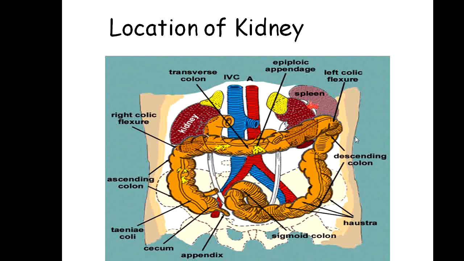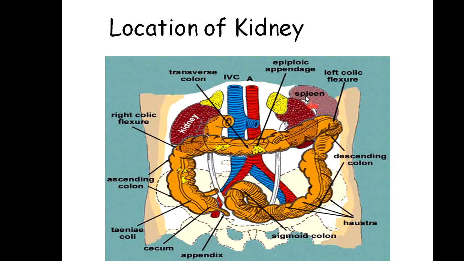This diagram also represents the location or position of the kidney. You can see over here, this is the kidney, this is the right one, this is the left one. Above the kidney, the adrenal gland is present. This is the adrenal gland, and this kidney is present behind the colon. This is the transverse colon. The kidney is present behind the transverse colon.